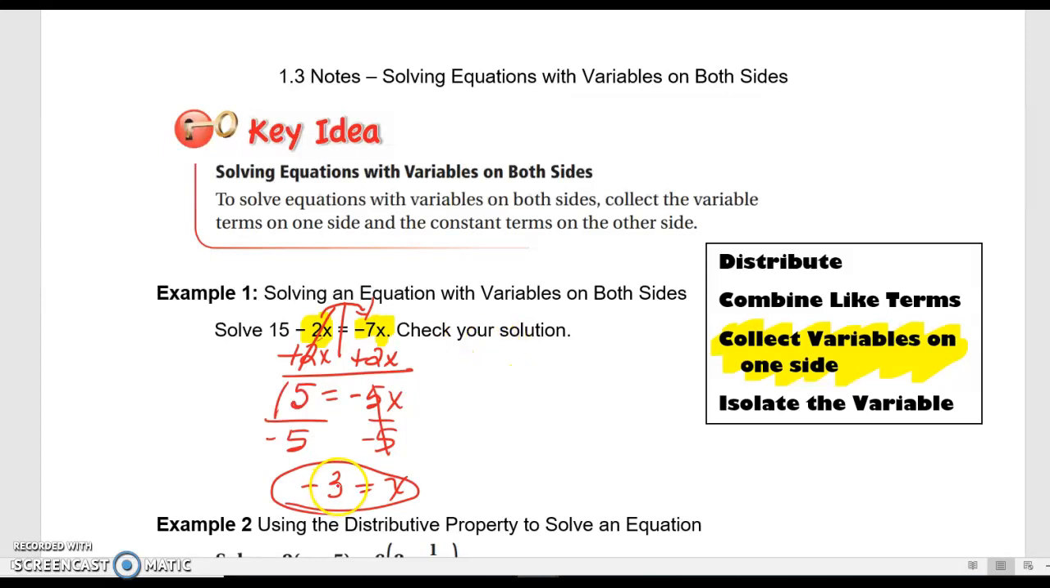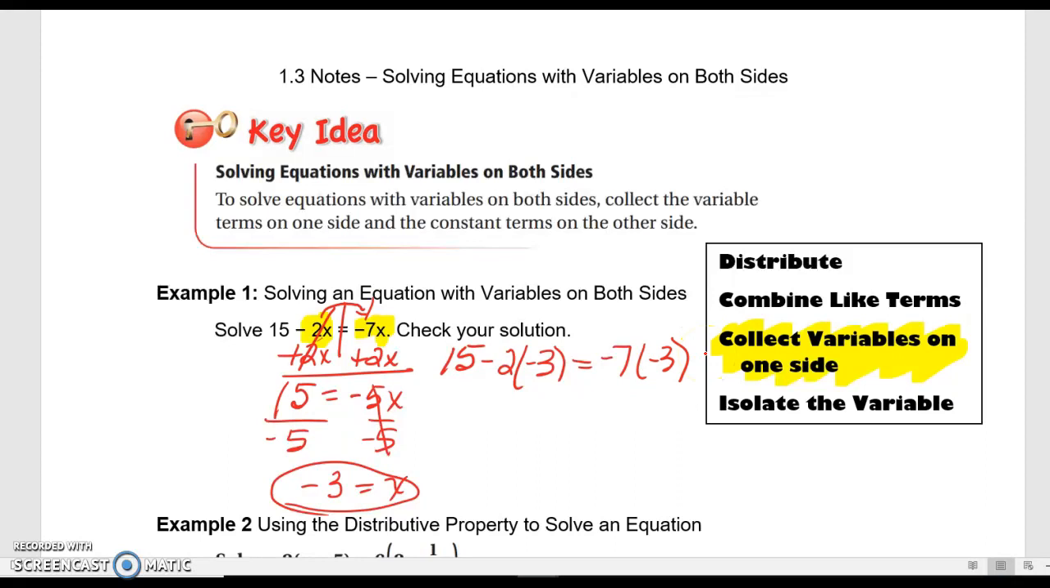So it does ask me to check my solution. So remember, you're going to take the value of your variable, plug it in place of x, every place you see it in the equation. So my check is going to say 15 minus 2x. Sorry, just said plug it in. Let's try that again. So minus 2 times negative 3 in place of x equals negative 7 times negative 3.